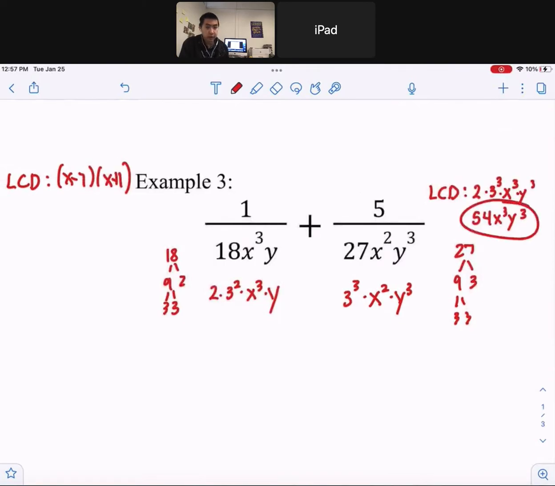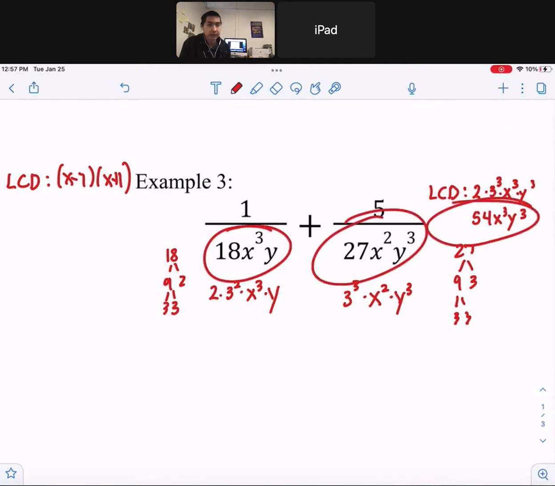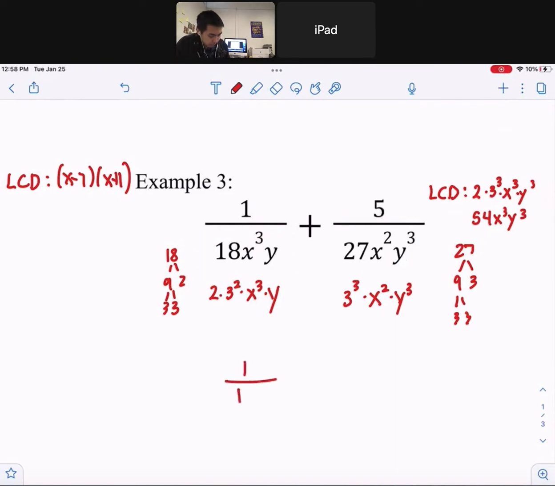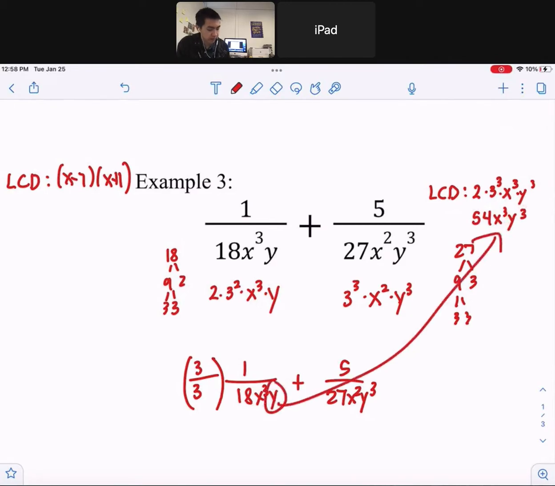Right here, this is your LCD. Now, remember, both of these have to match up to be that least common denominator, right? So I'm going to rewrite all of this down here. What times 18 will give you 54? Well, 3 times 18 would give you 54. What else do we need to match up? X to the third is fine, but this is a y, and that's a y to the third. So to make this match up with that, we need to multiply by y squared, top and bottom.